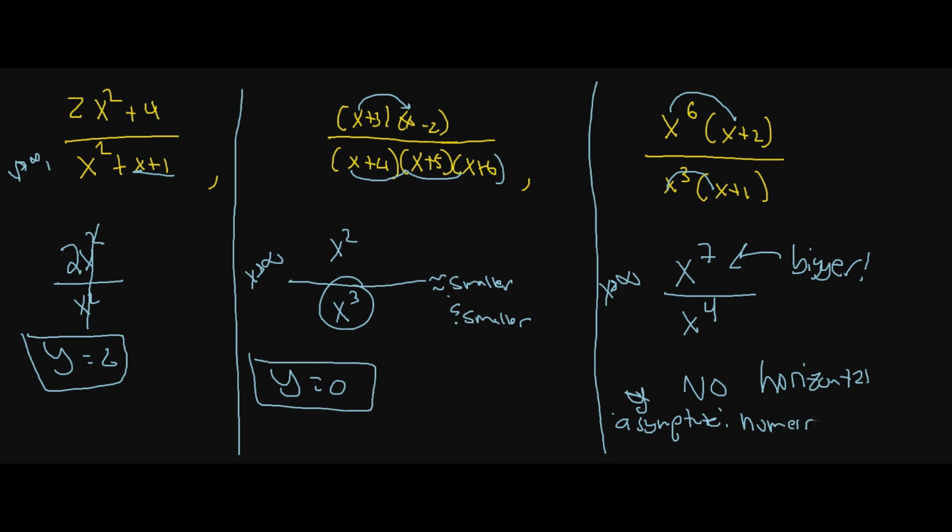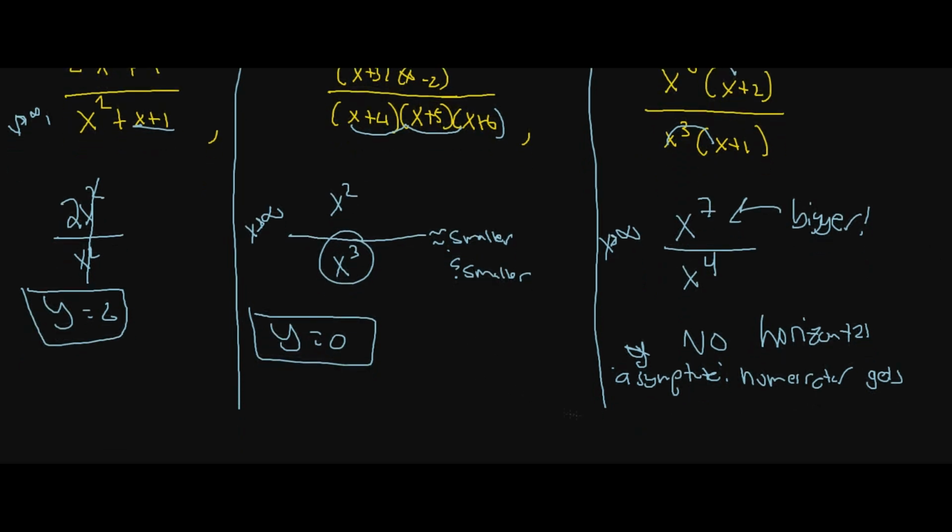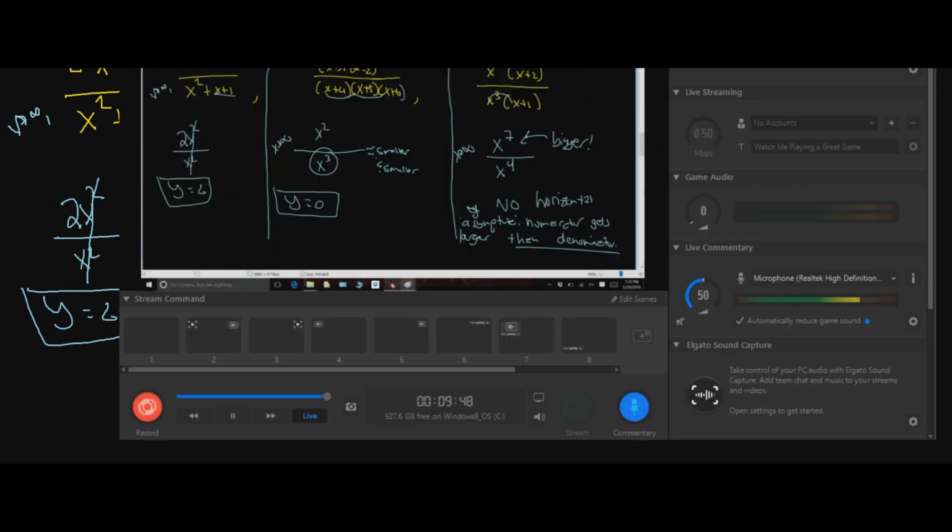Numerator gets larger than denominator. Okay? Hopefully that helps you to understand horizontal asymptotes.